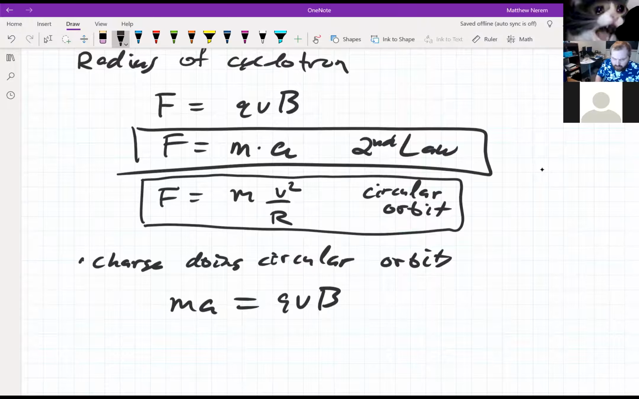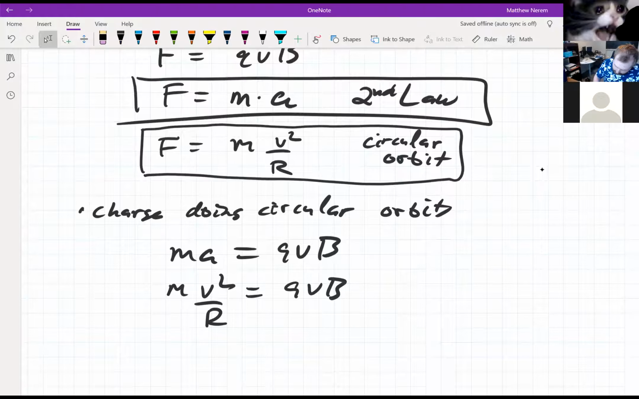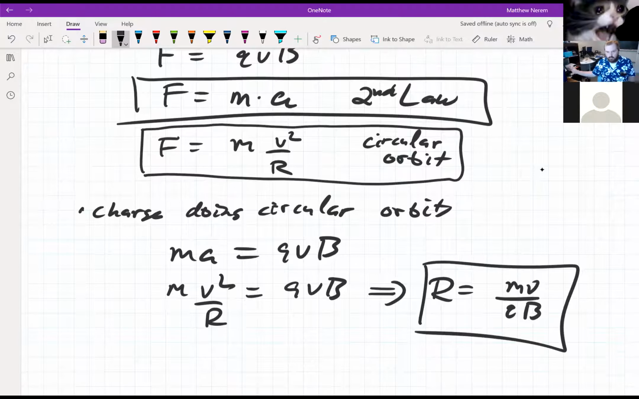All right, so I'm going through this quickly. Yell at me if I should slow down. All right, and m V squared over R is QVB. Solve for the radius. All right, multiply that across, divide. I get r equals MV over QB. All right. No questions here, so I'm gonna keep pushing on.